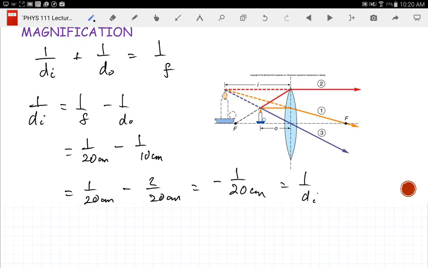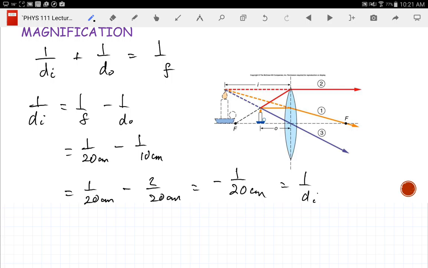So what is the distance image? Minus 20 centimeters. I haven't used a distance of a negative yet. That negative means it's not on the direction that the light traveled after going through the lens. It's on the opposite side. So it's 20 centimeters before the lens. Now this had a second part.